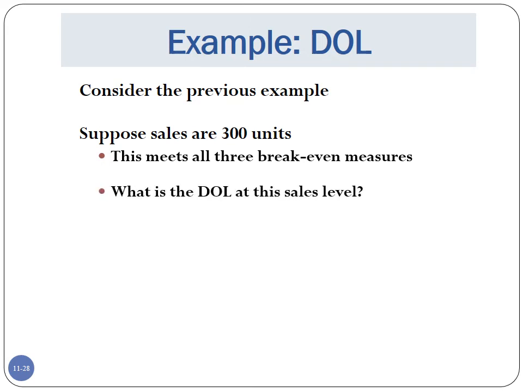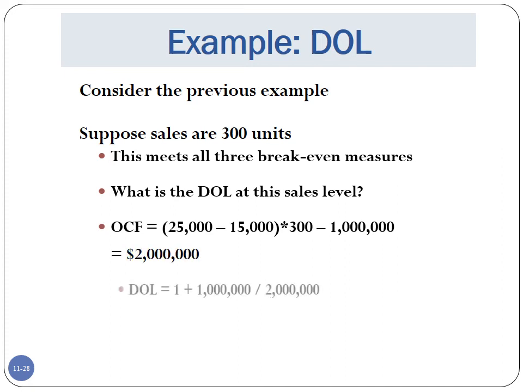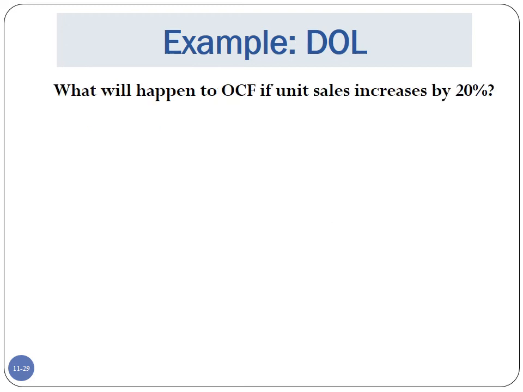What's the degree of operating leverage at the sales level? So operating cash flow is calculated as 2 million. The degree of operating leverage then is 1 plus 1 million over 2 million, or 1.5. So we would expect to see 1.5 unit changes in operating cash flow as we change.